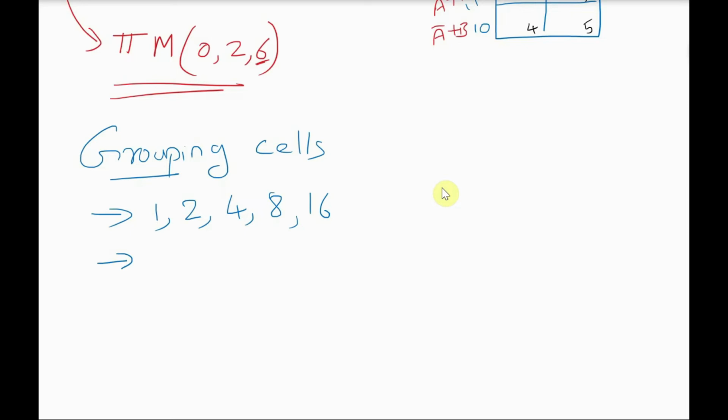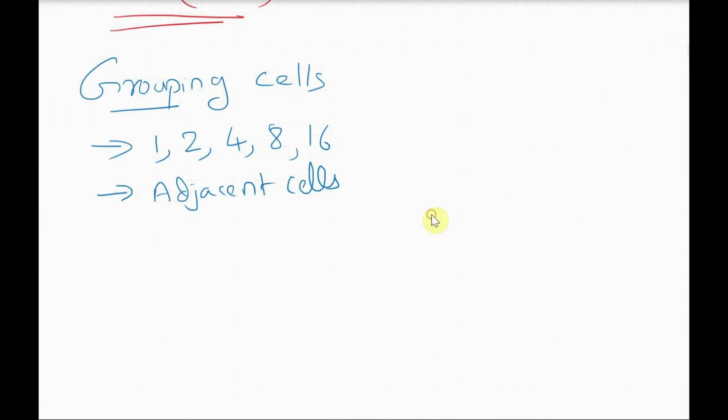And another thing is, the cells which are in a group must be adjacent cells. We will see about the adjacent cells when we group in kmap. And another thing is, we have to consider the largest group.